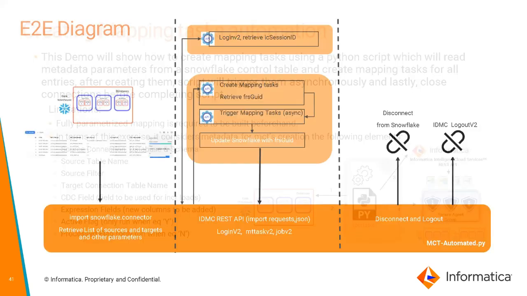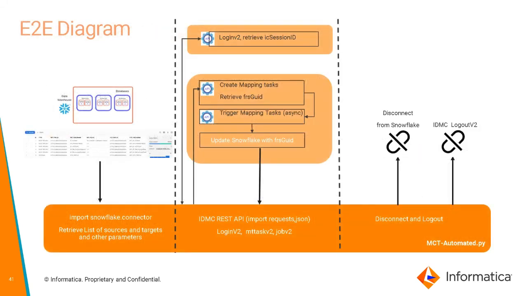So in the next slide, we're going to have an end-to-end diagram. This is more of a detailed view of the end-to-end process. We can see the script starts by leveraging the libraries for the Snowflake connector. It's going to retrieve the list of sources and targets and other parameters we have established. Then at the core of the program, it's going to retrieve an IC session ID by running a request to the login v2 to the IDMC org. Then the next step is going to create the mapping tasks based on those input parameters.